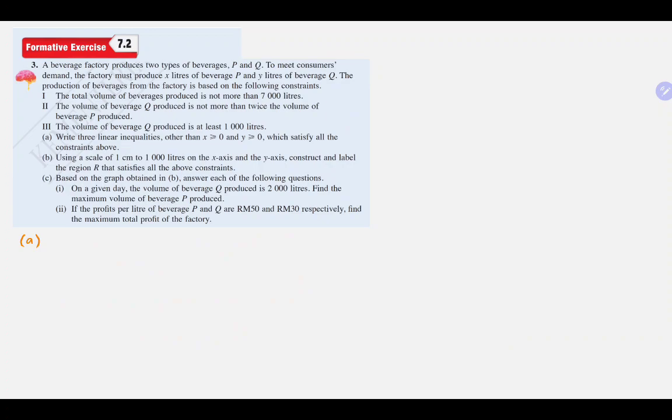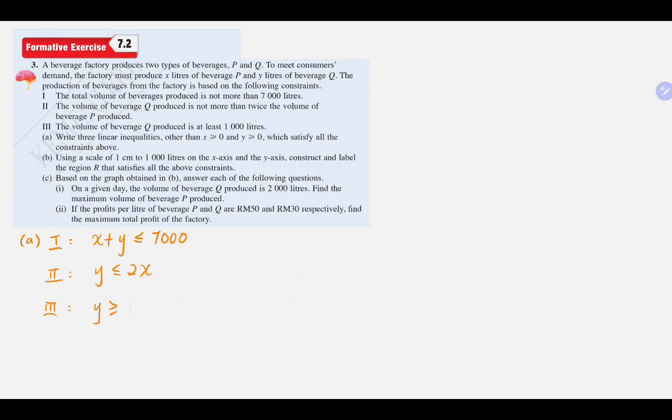Okay, number 3. A beverage factory produces 2 types of beverage, P and Q. To meet the consumer's demand, the factory must produce x liters of beverage P and y liters of beverage Q. The production of beverage from the factory is based on the following constraints. Number 1, the total volume of beverage produced is not more than 7,000 liters. Number 2, the volume of beverage Q produced is not more than twice the volume of beverage P produced. And number 3, the volume of beverage Q produced is at least 1000 liters. A. Write 3 linear inequalities, other than x greater than or equal to 0 and y greater than or equal to 0, which satisfy all the constraints above.